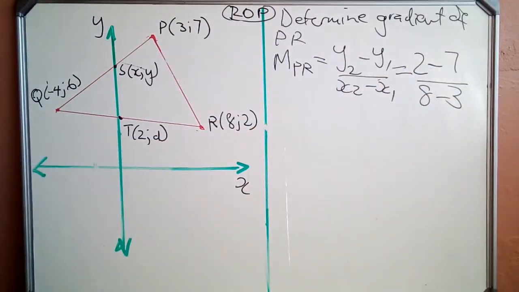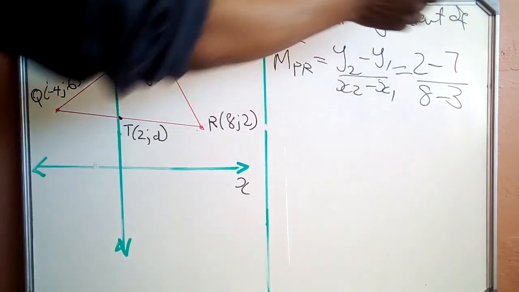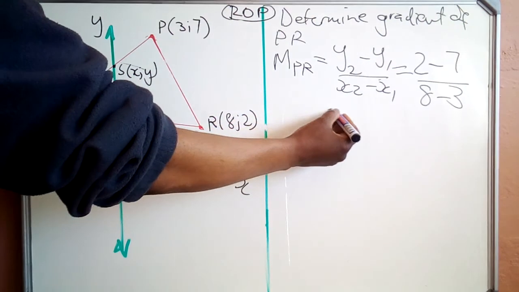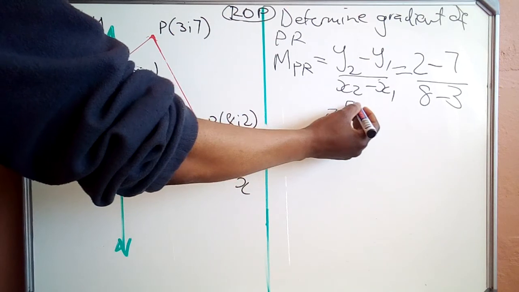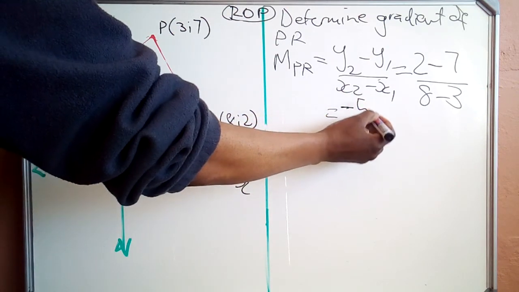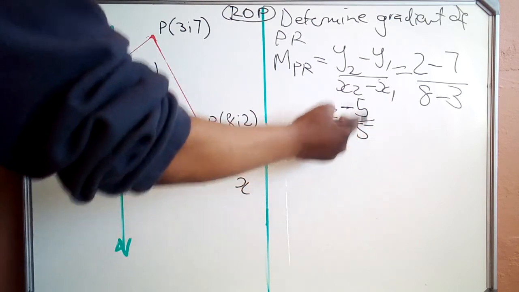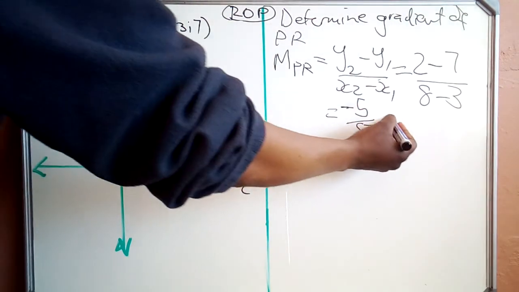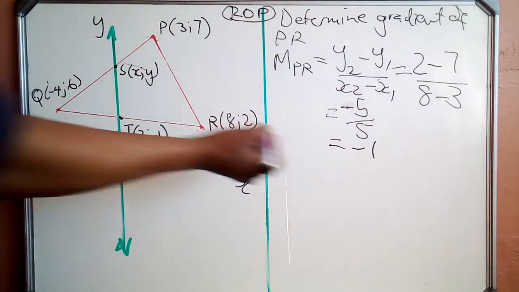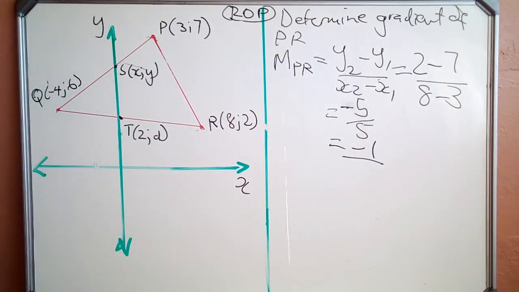So you've got 2 minus 7 and 8 minus 3, which will give you negative 5 over 5. Negative 5 over 5 is equal to negative 1. So we know that our gradient here is negative 1. Negative 1 is our gradient. So let us go to the second question.